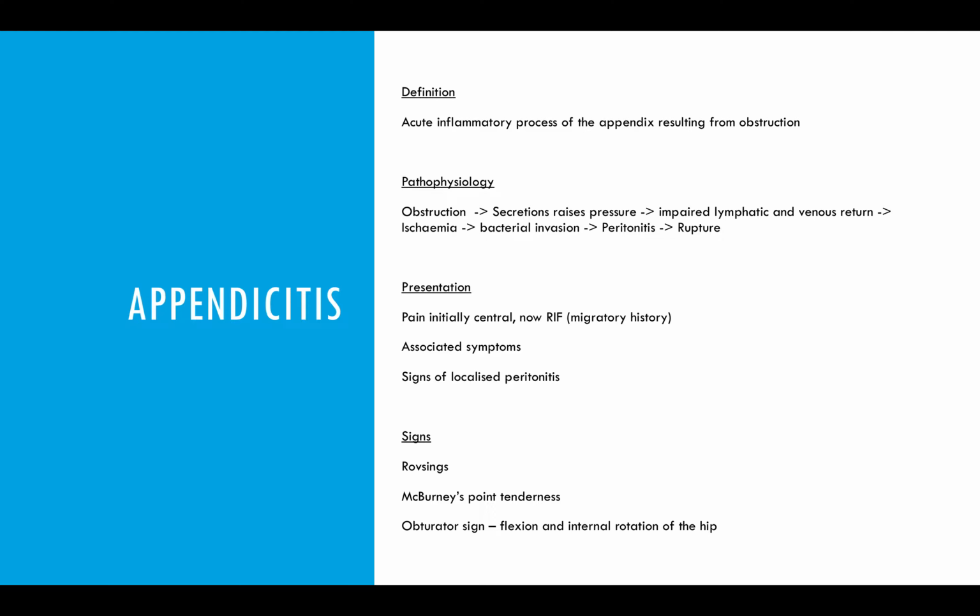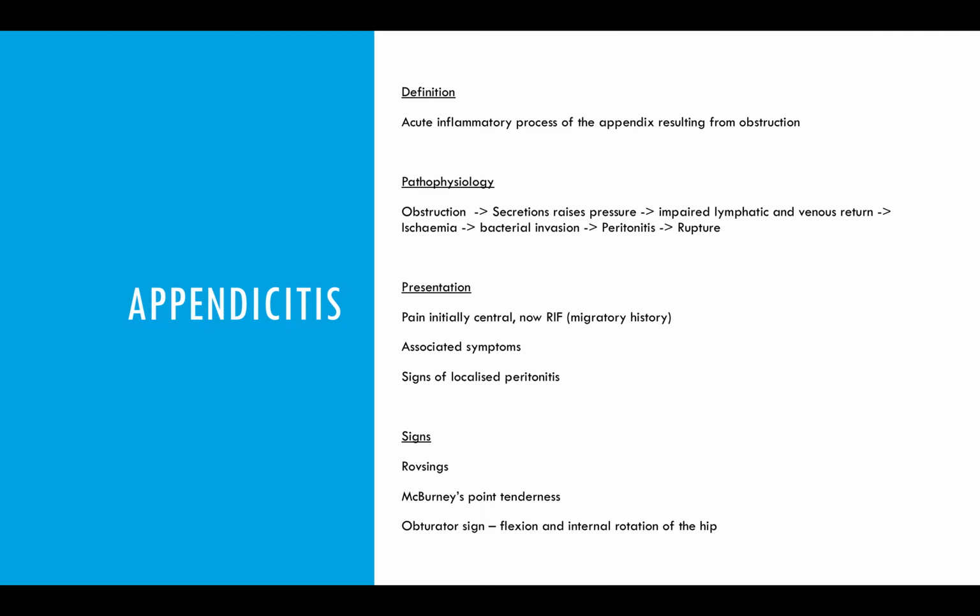Now, Rovsing's sign is something that's easy, that will crop up just with your examination anyway. What Rovsing's is, if you push on the abdomen, or push and release, so essentially rebound or percuss the abdomen on the left-hand side, you will get pain in the right iliac fossa, the right lower quadrant. As I say, that's often something that you just find with your examination, not on purpose.